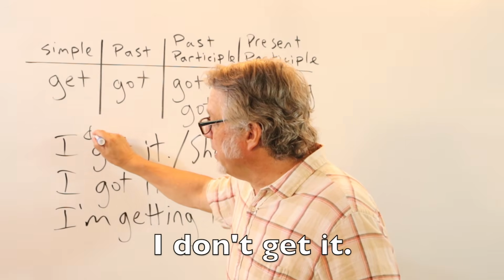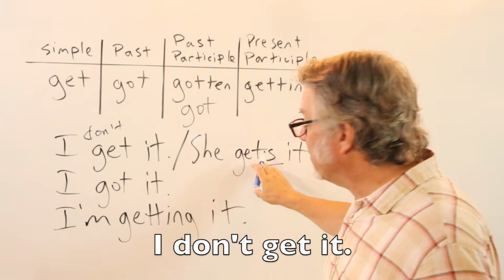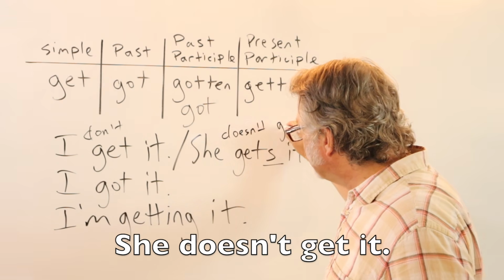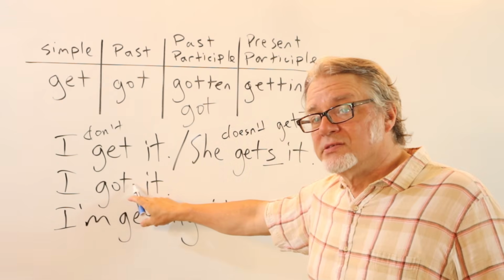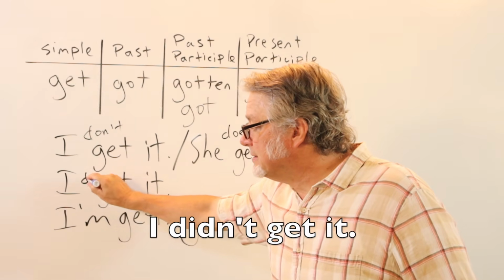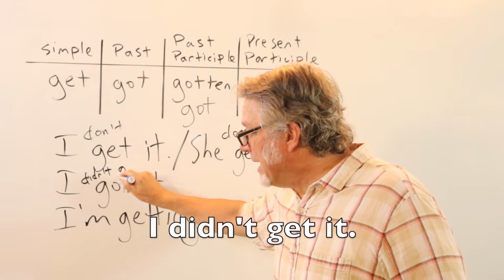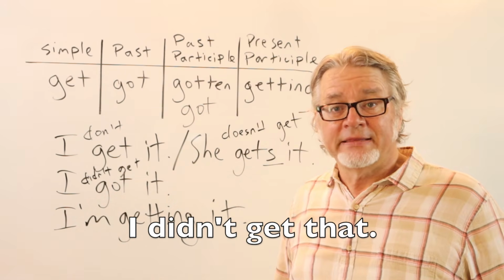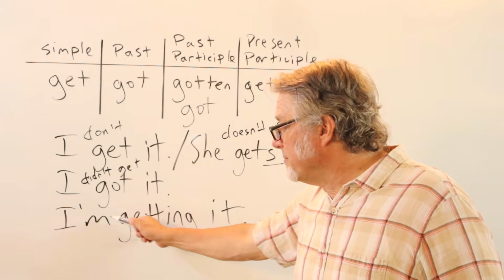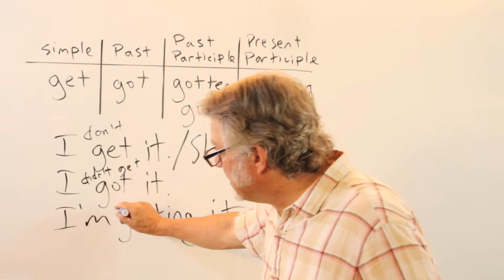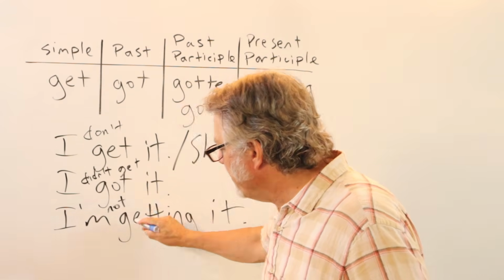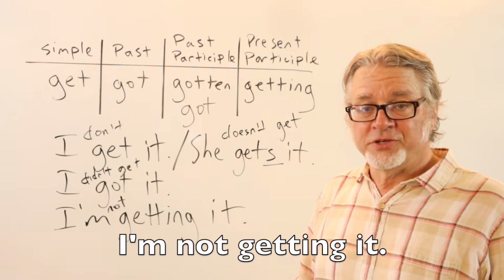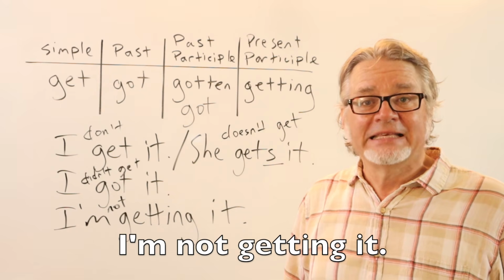Here, I don't get it. Over here, she doesn't get it. Past tense, I didn't get it, or you could say, I didn't get that. And here, I'm getting it becomes negative by putting not right here. I'm not getting it. I am having trouble understanding. I'm not getting it.